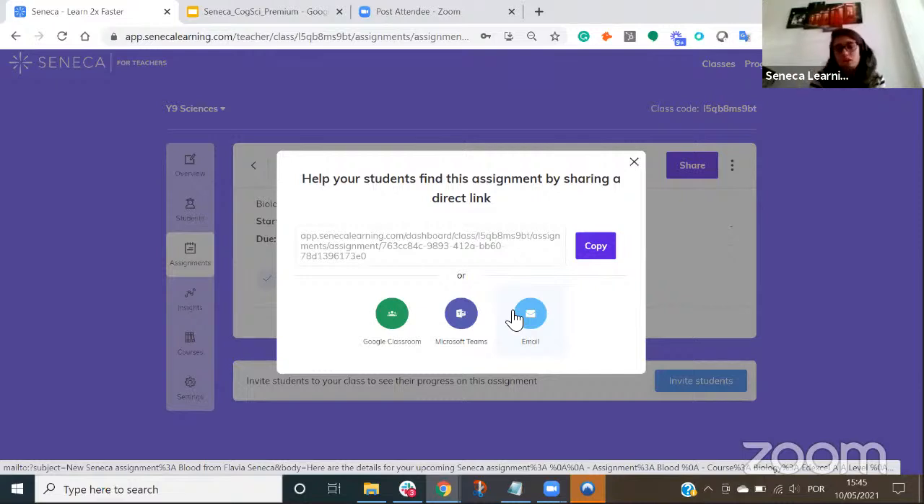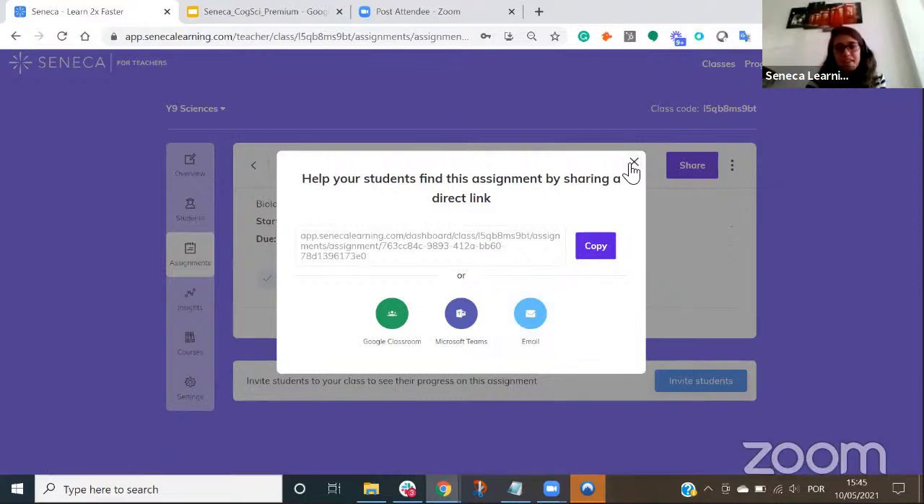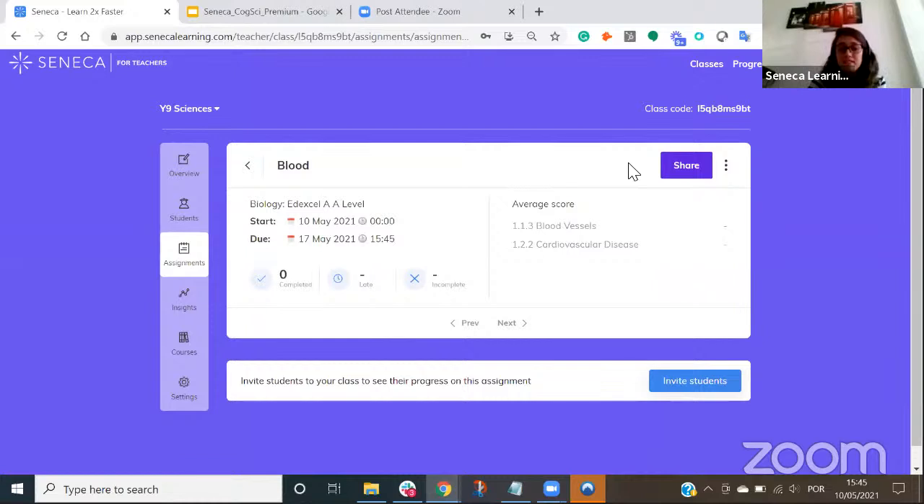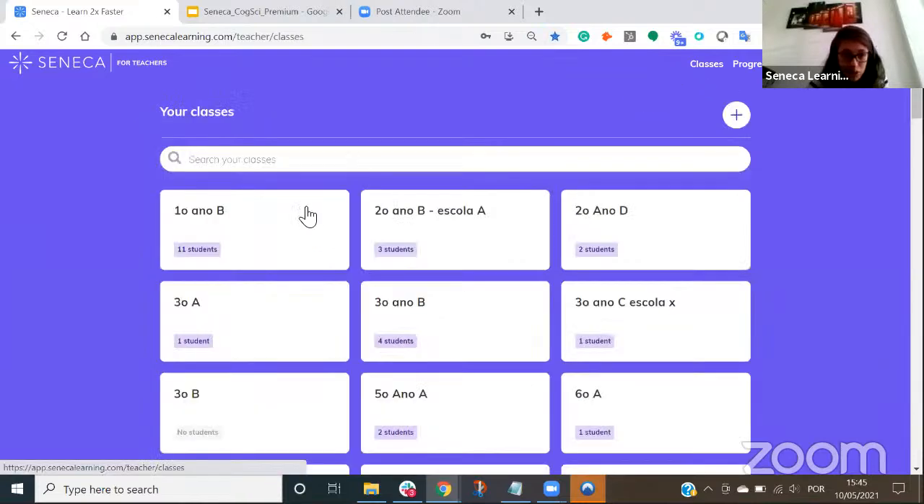So you can use the link, or you can just tell them that there's something else, and then they go there together with the other assignments that will be yours. And then as soon as students complete the assignment, you'll see the grades. So let me show you an example of how grades look.